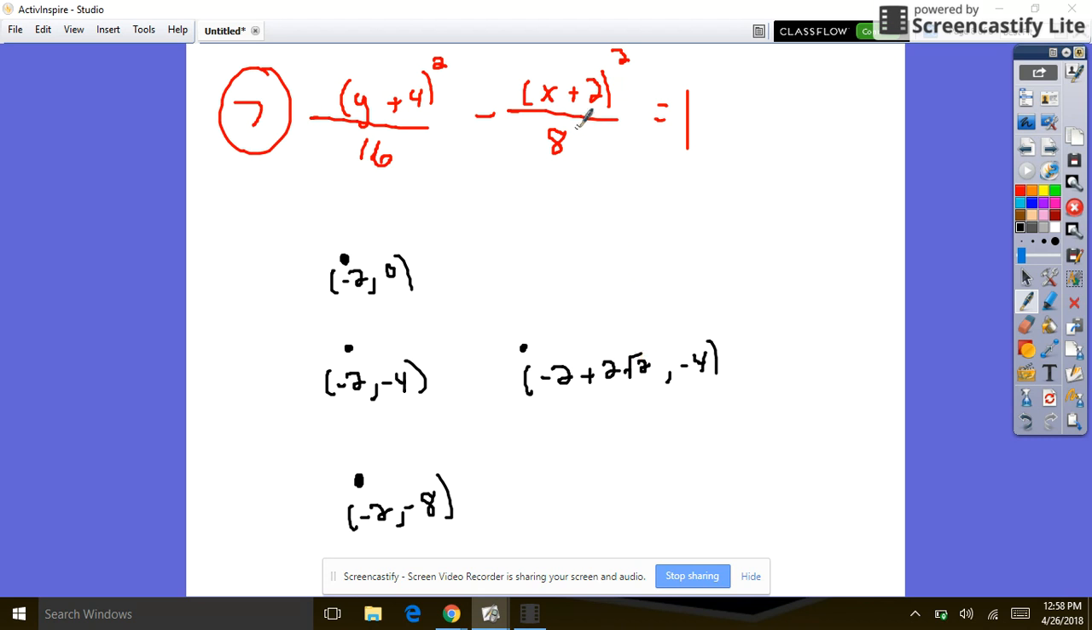Great question, because we took the square root of 8. Because this one was the square root of 16, which was just 4. But this one, you had to break down square root of 8. Yes, the 2 square root of 2. And this one is minus 2 square root of 2, comma, negative 4.